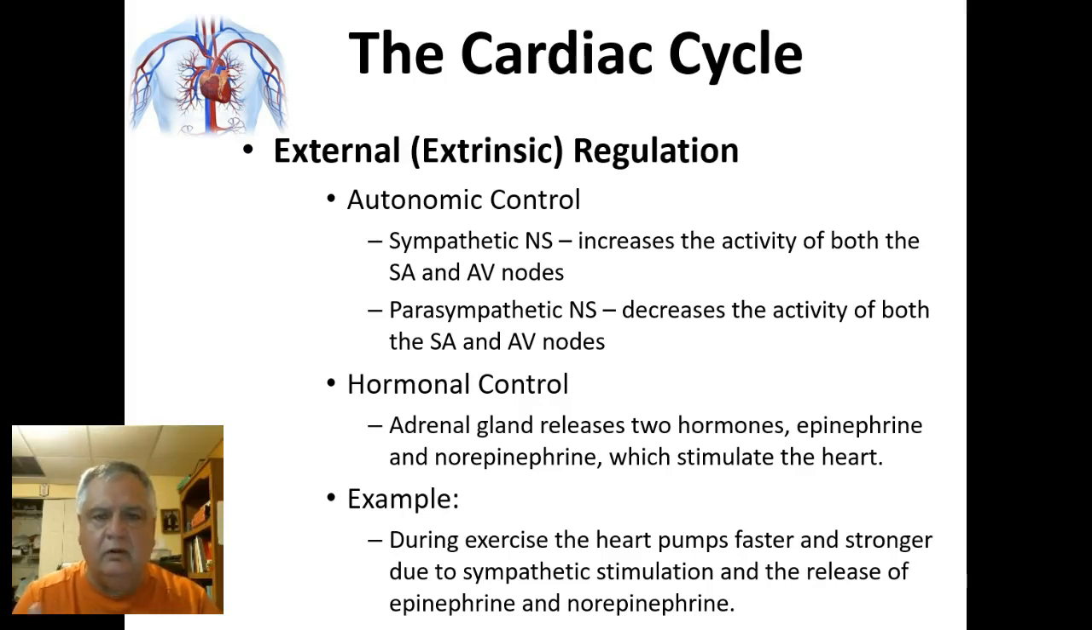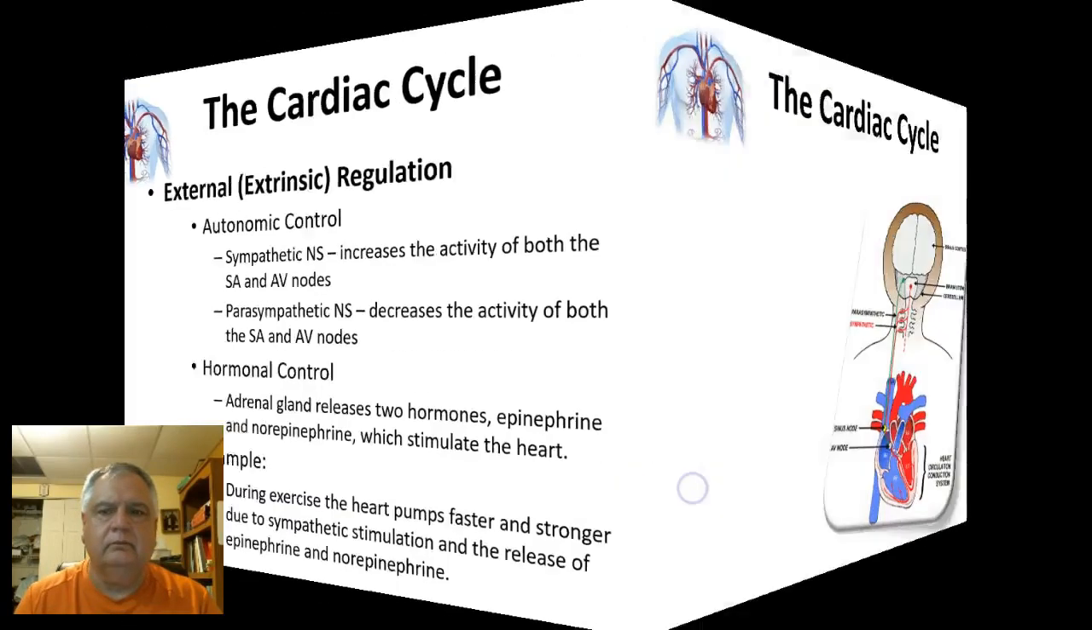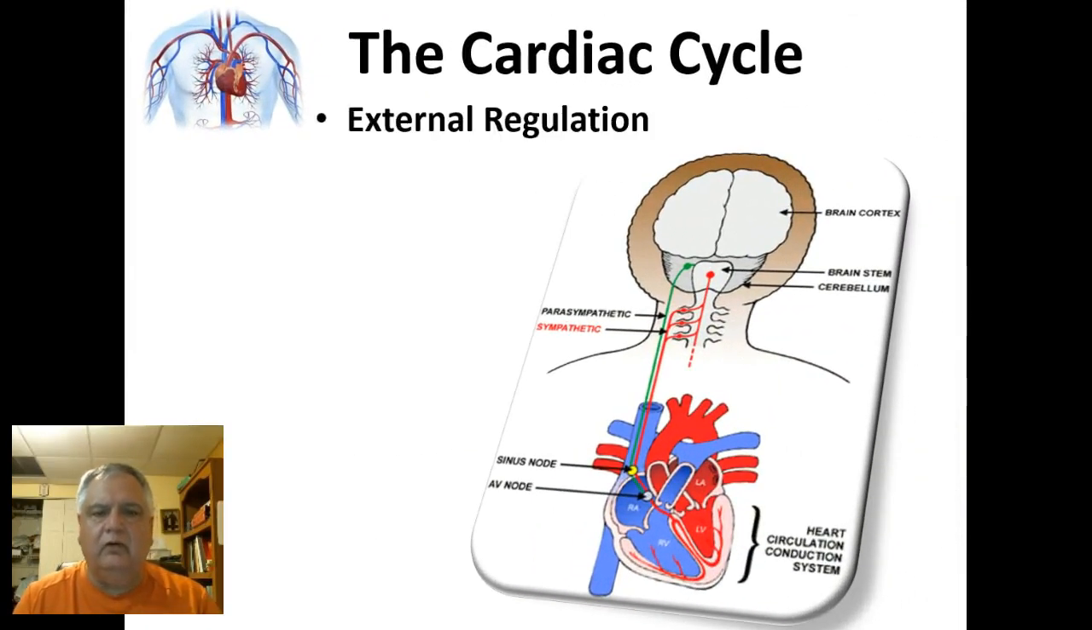Okay, so the two are going to work together to regulate the heart rate. Here's a diagram that shows us external regulation. On here, we can see in green the parasympathetic branch of the autonomic nervous system. And remember, parasympathetic is what? Craniosacral, and this is coming out of the brain.